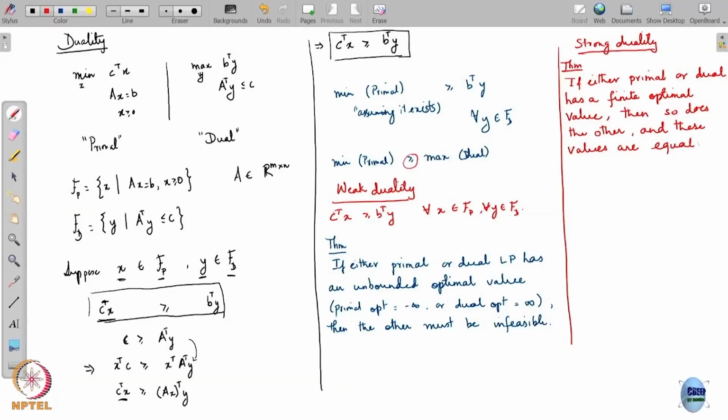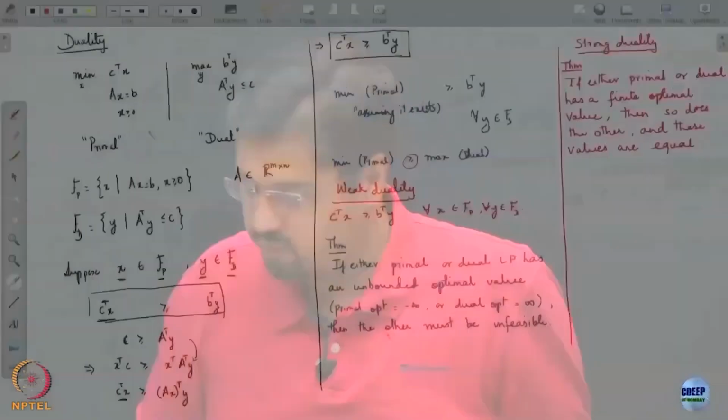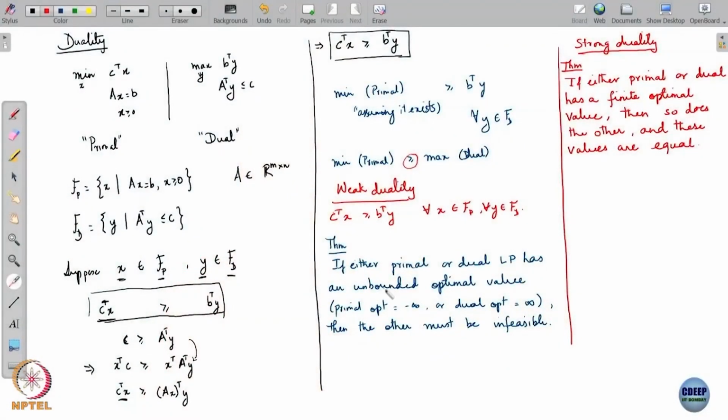So, if the primal has a finite optimal value, then the dual must also have a finite optimal value, and the two values should be the same. Likewise, if the dual has a finite optimal value, then so does the primal, and its optimal value is the same as that of the dual. And from the earlier theorem we know that if one is unbounded, then the other must be infeasible.